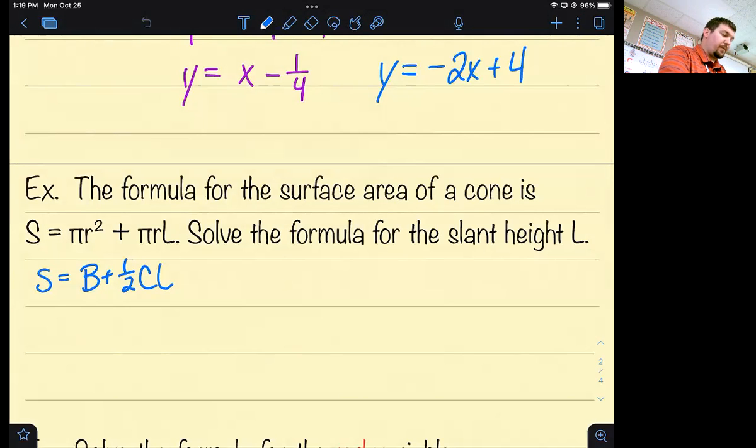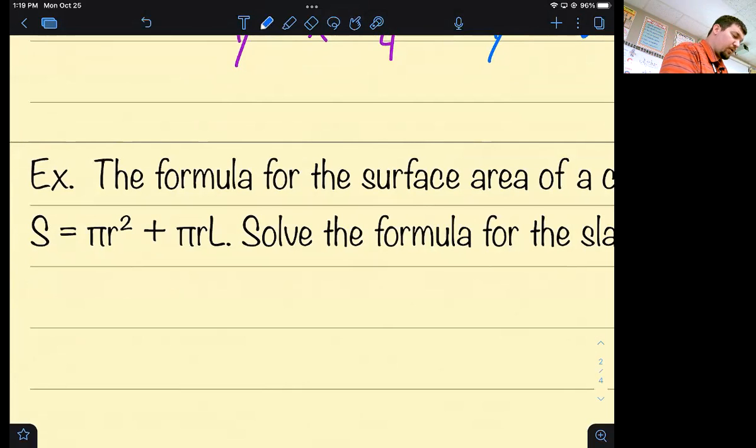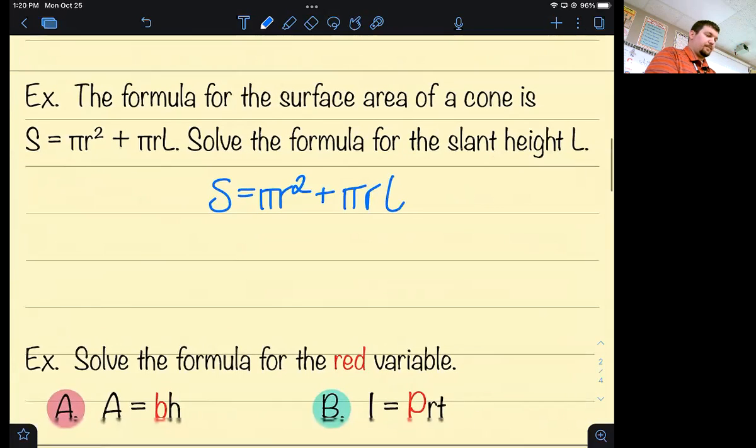It says solve the formula for the slant height L. So instead of solving for y, we're going to solve for L in this one. I'm going to go ahead and write the formula down. Pi r squared plus pi r L. Want to solve it for L.